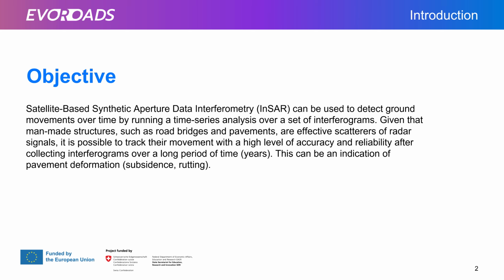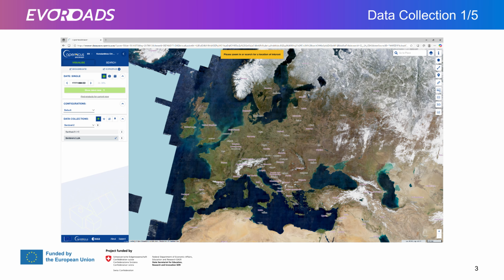This can be an indication of pavement deformation such as subsidence or rutting, which are in turn an indication of pavement failure or maybe causes of road safety issues, and as such are of great interest in transport asset management. Now, in order to collect the data, we're using the Copernicus browser provided by ESA.